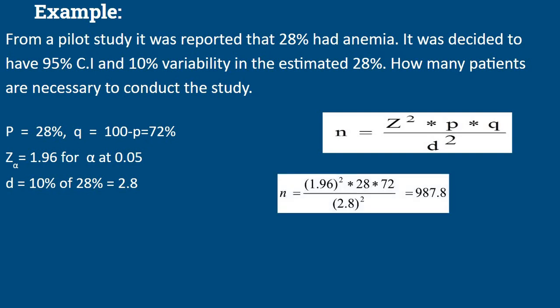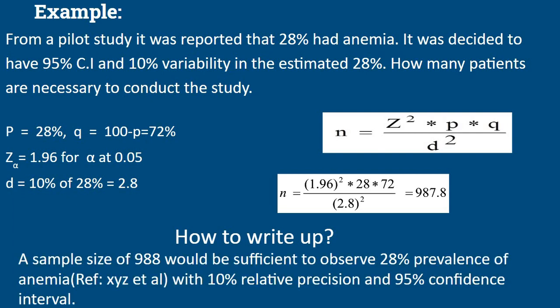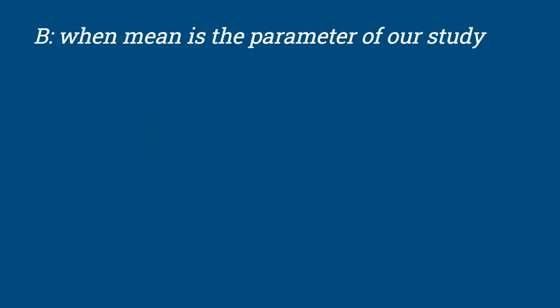So the formula given here is N is equal to Z square PQ by D square. So substituting the values, 987.8 as the required sample size. Now how to write this up in our protocol or the research article? So a sample size of 988 would be sufficient to observe 28% prevalence of anemia with 10% relative precision and 95% confidence interval.